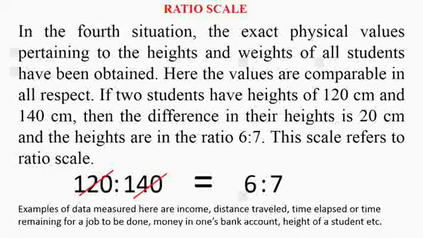Examples of data measured here are income, where you know the exact value, distance traveled, measured, time elapsed or time remaining for a job to be done, also measured, and the exact measurement taken. Money in one's bank account is an example of data measured using the ratio scale. And height of a student.